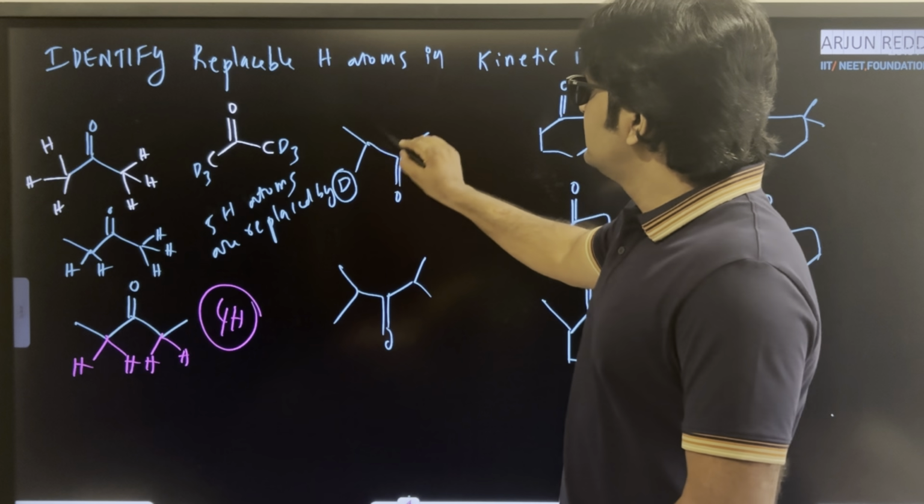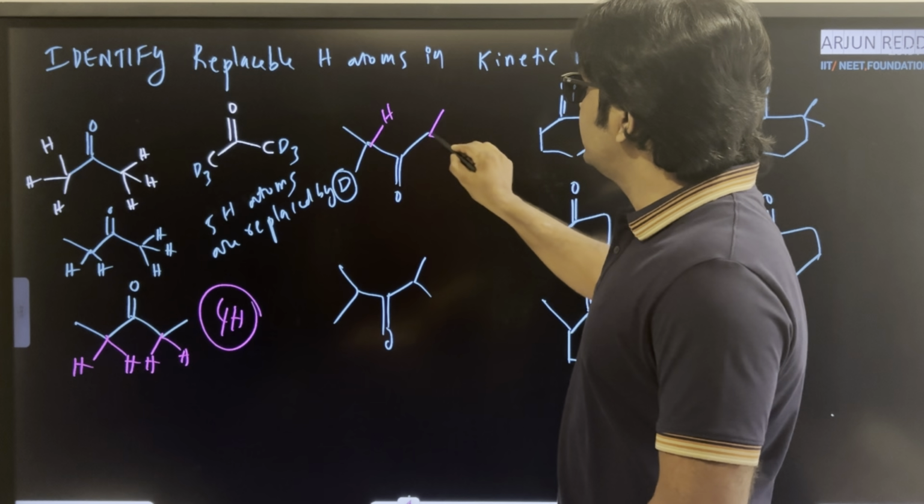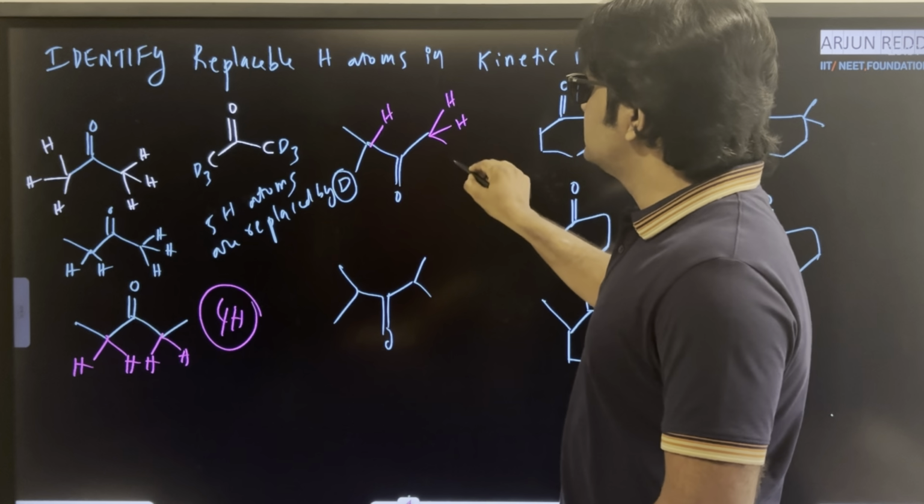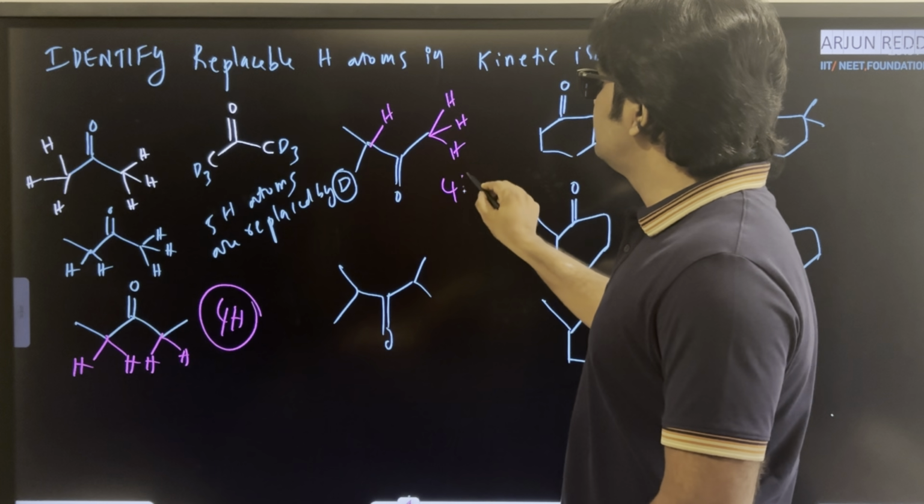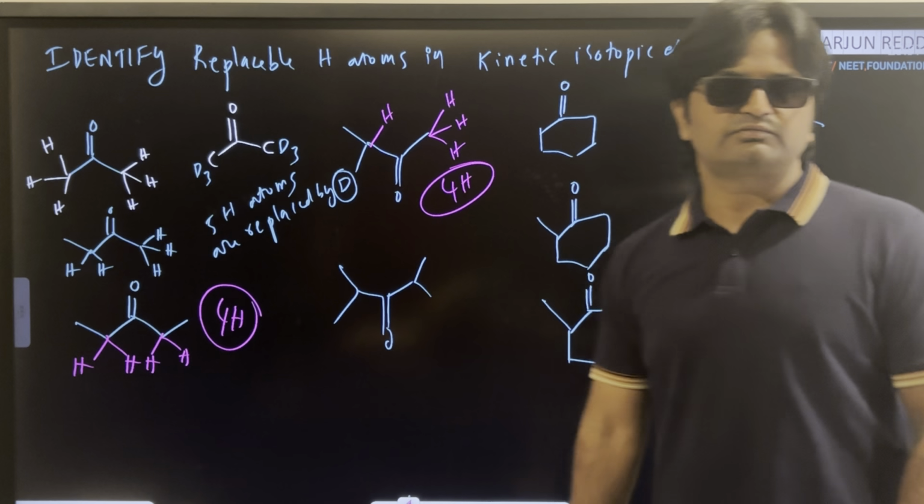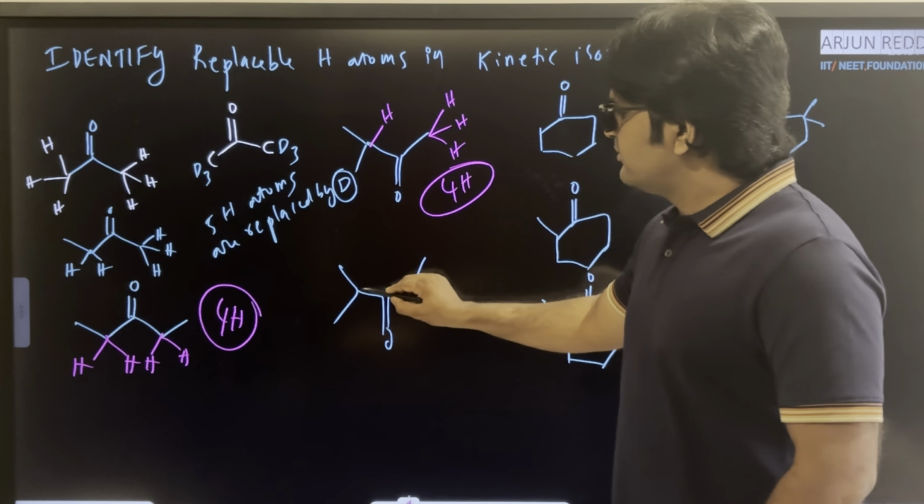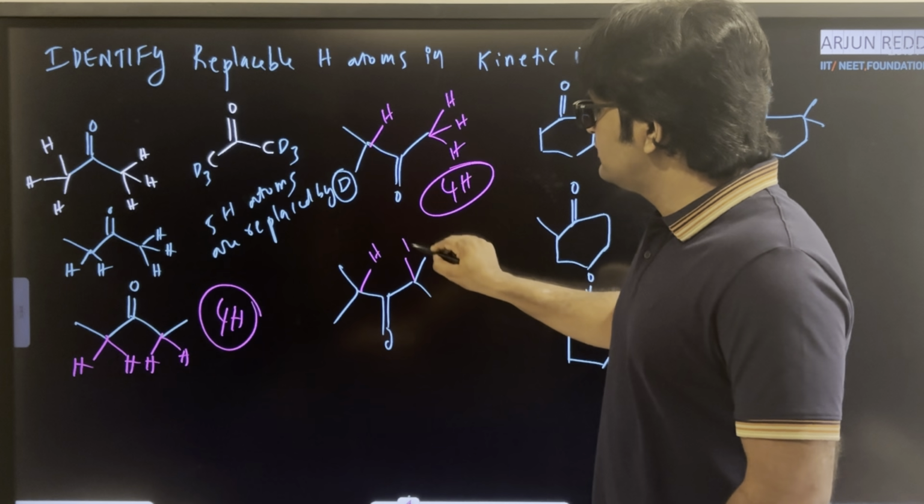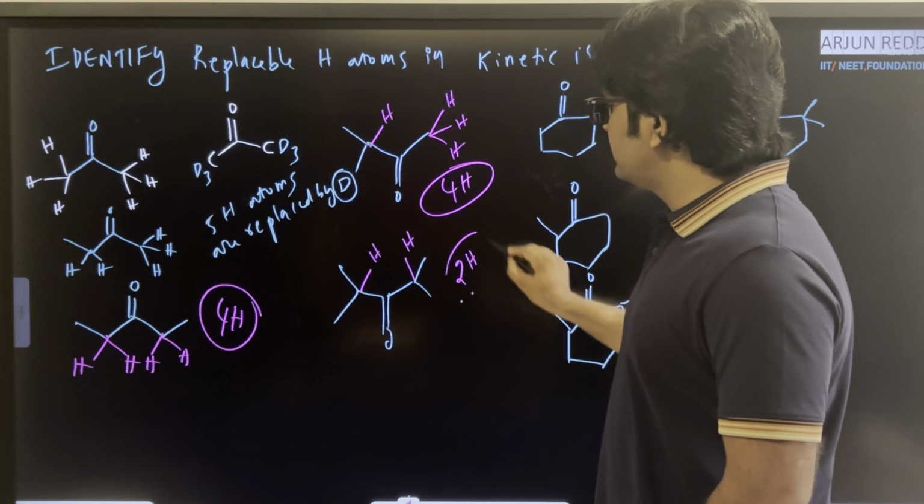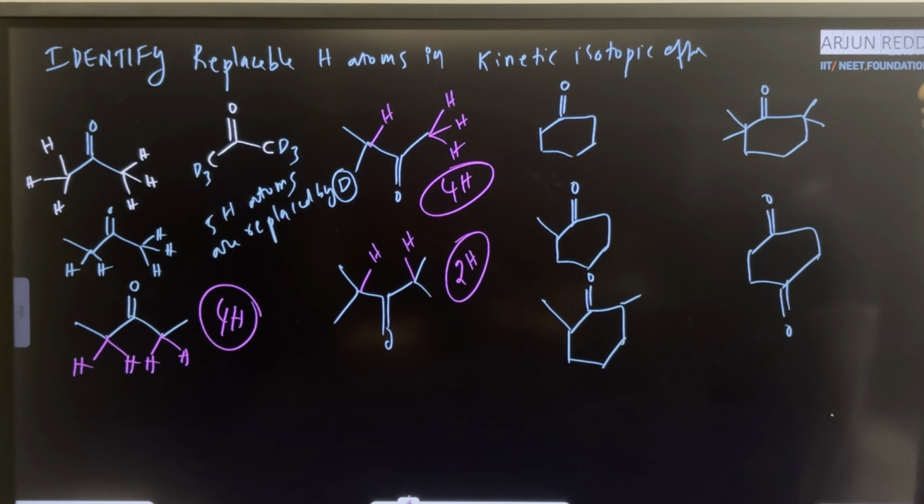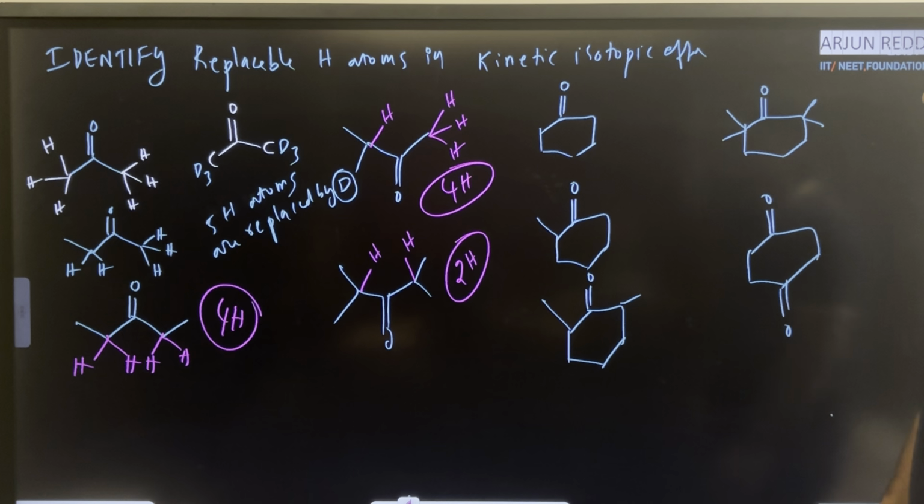In this example, from left side hydrogen, from right side hydrogen, hydrogen and hydrogen. How many replaceable hydrogen atoms? 4. Next one, from left side 1 hydrogen, from right side 1 hydrogen. How many replaceable hydrogen atoms? 2. 2 hydrogen atoms will be replaced by deuterium atoms.